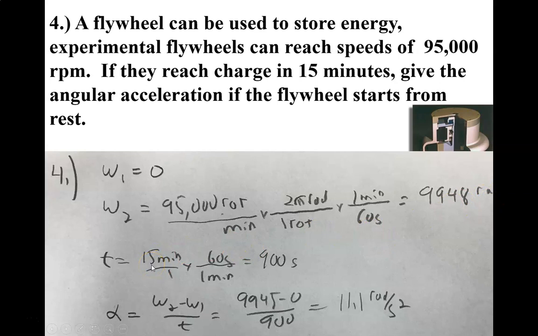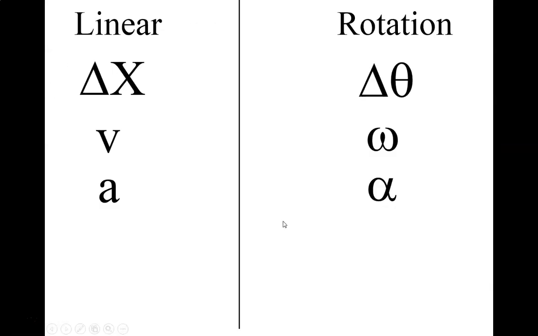The time is in minutes. Convert to standard physics units, which means seconds. So we get 900 seconds. Okay. Use the equation finally, now that we have everything in the right units. So omega 2 minus omega 1, 9948 minus 0 over 900 gives me an angular acceleration of 11.1 radians per second squared. So this is just a matter of using a familiar equation and having to convert units. No big deal.